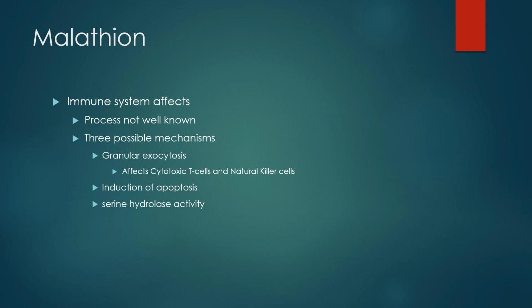Malathion also has effects on the immune system. Although the process is not well known, there are three possible mechanisms for this. Granular exocytosis affects cytotoxic T cells and natural killer cells, the induction of apoptosis, and serine hydrolase activity.